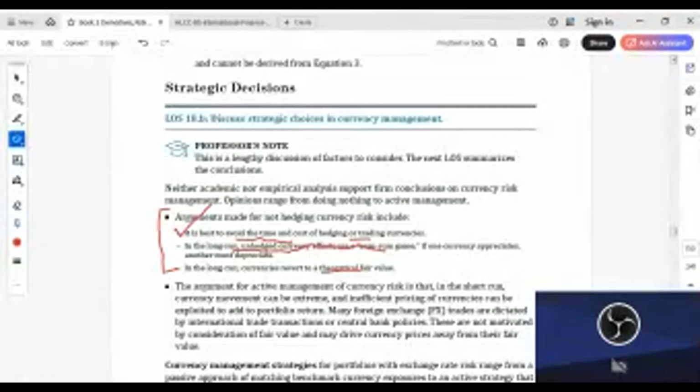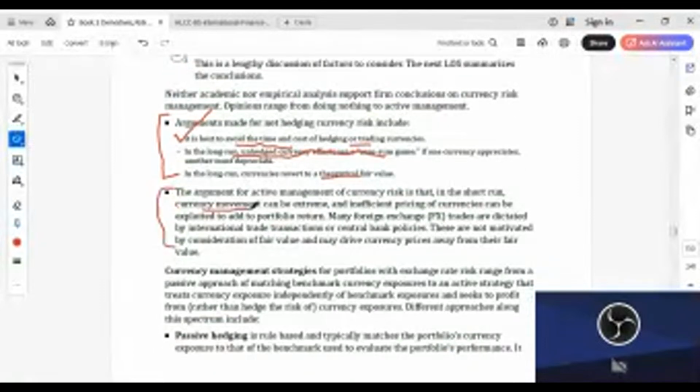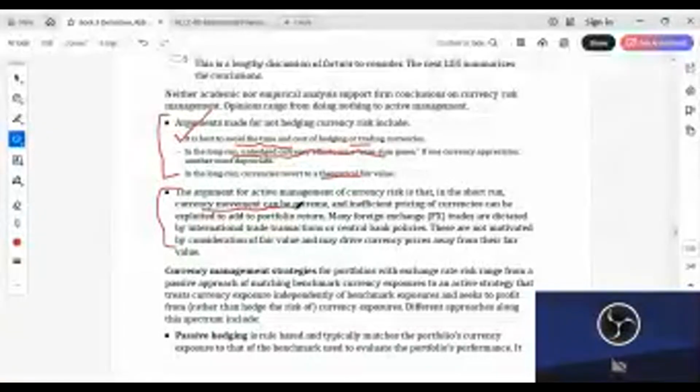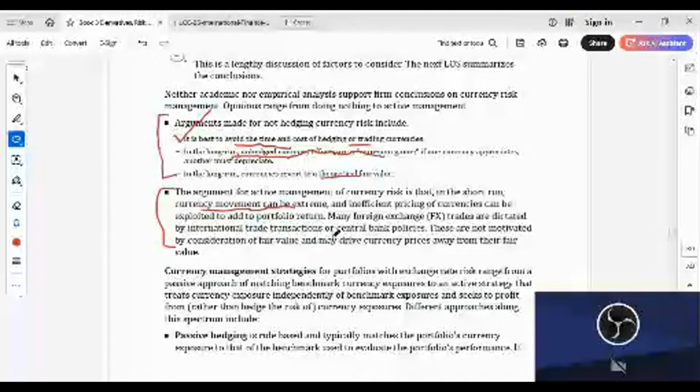Then there are arguments in favor of doing something, right? So in the short run, the currency movement can be extreme. And markets are not always efficient, so there might be avenues to add some value, add to portfolio return. Many forex trades are dictated by international trade transactions or central bank policies. So these are reasons why markets may lack efficiency.